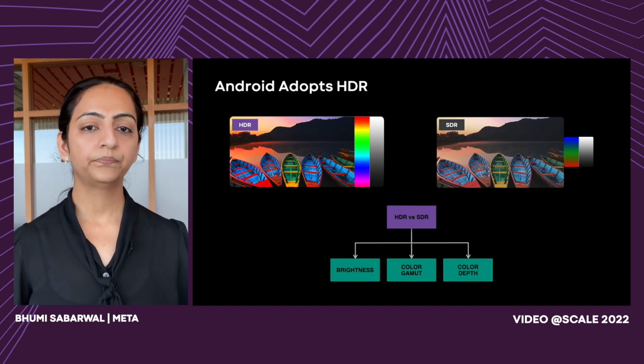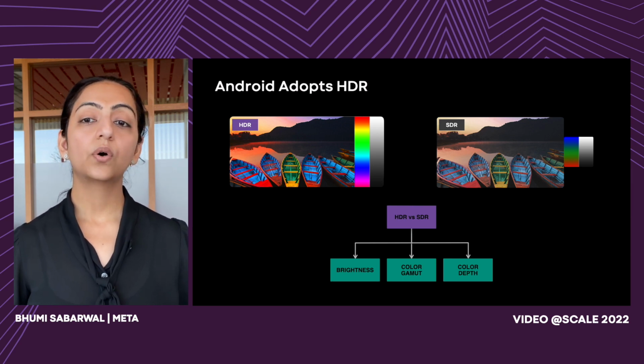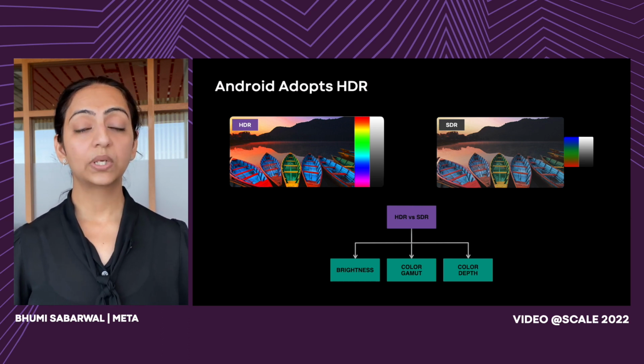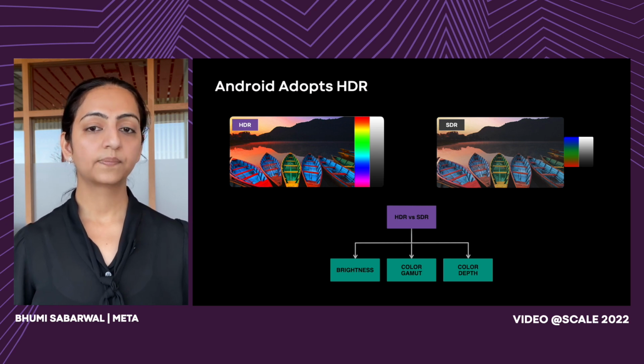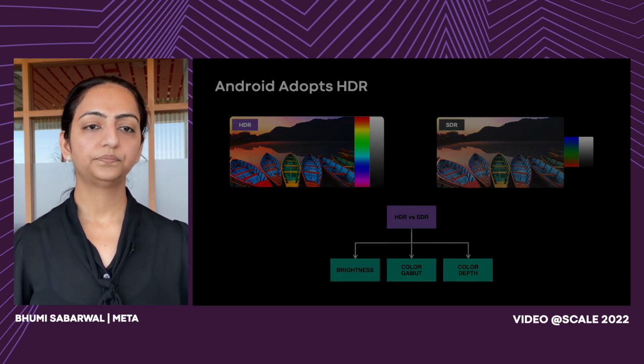Next is color depth. With the increased contrast and colors, HDR also has more bits to represent values. HDR is generally 10-bit or 12-bit color depth, whereas SDR is only 8 bits. Hence, HDR has better transitions and gradient handling than SDR.